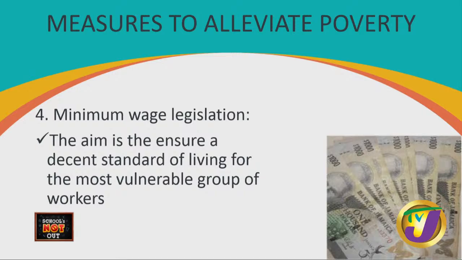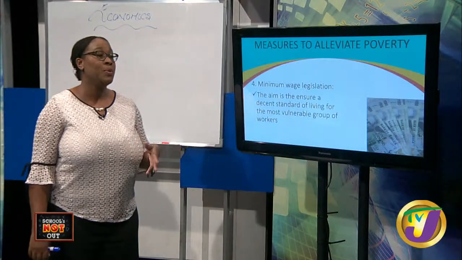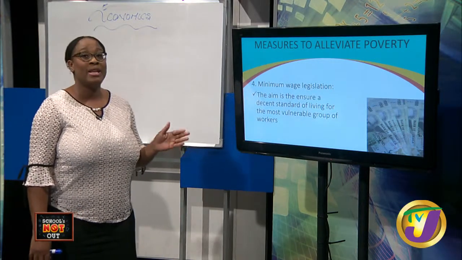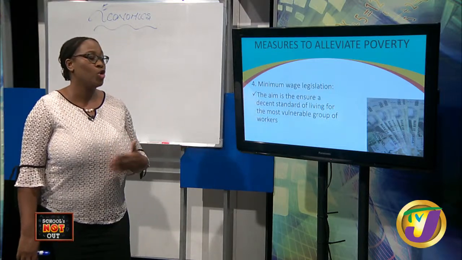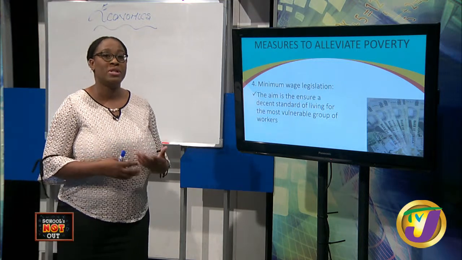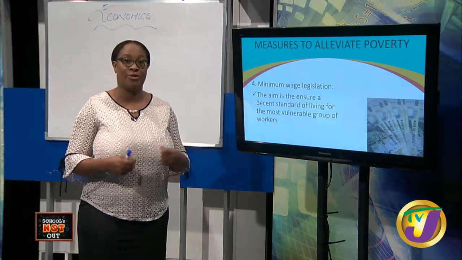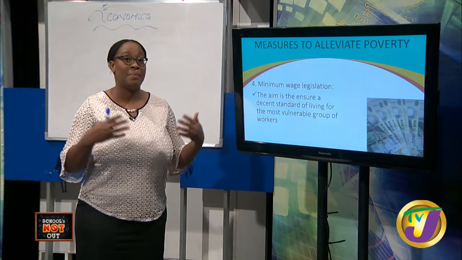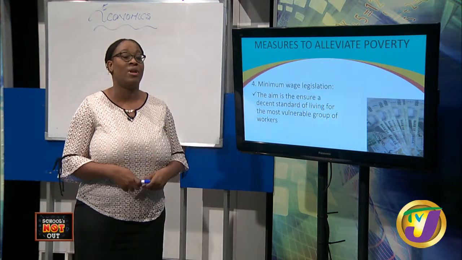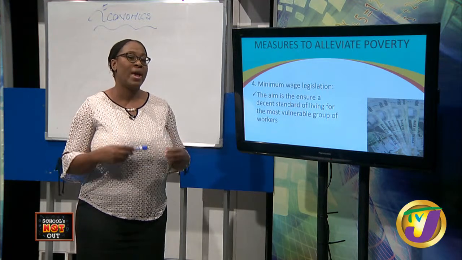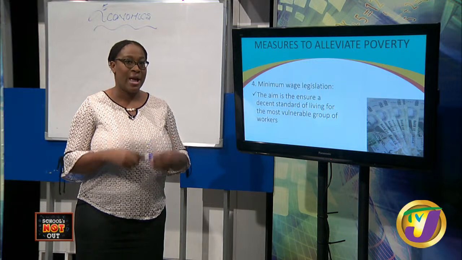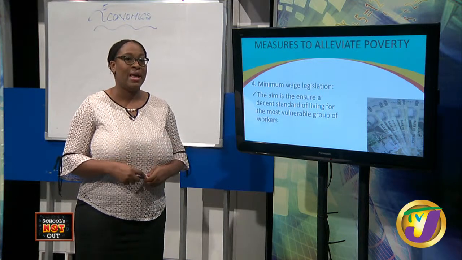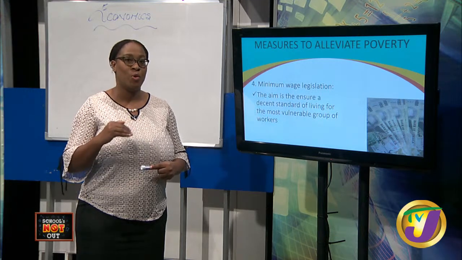Again, coming up here, minimum wage legislation. The aim of minimum wage is to ensure that there is a decent standard of living for the most vulnerable group of workers. Remember some weeks ago when we looked at wage differentials, we said if left by the market alone, demand and supply for labor, then the wage will be negotiated at a low rate. And so the government steps in and they stipulate a minimum wage.